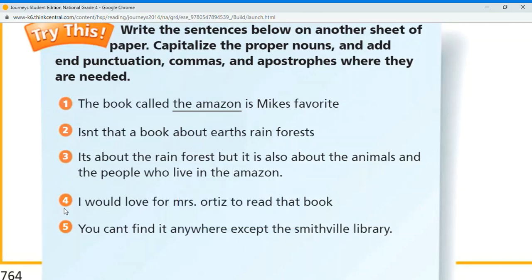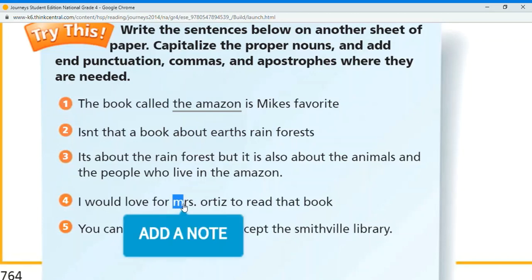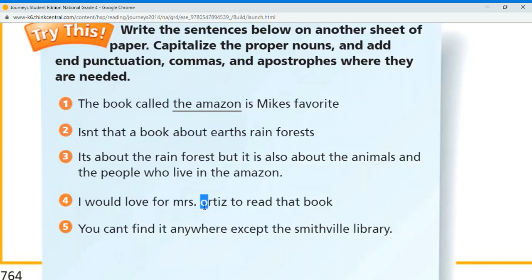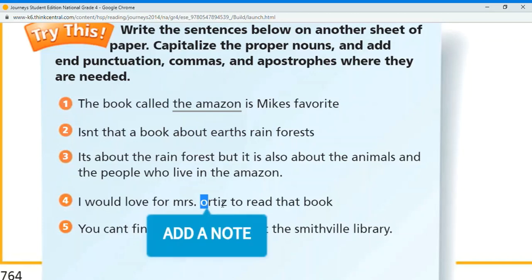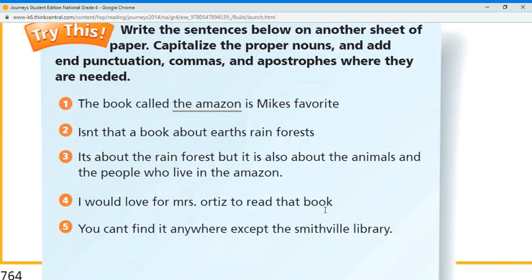Okay, the fourth one is I would love for Mrs. Ortiz to read that book. Okay, here, guys, because it's a title of a person, the M must be capitalized, and the name of this Mrs., the O must be capitalized as well. At the end of the sentence, it's a declarative sentence, it's a normal statement, so we add a dot here or period. The last question, guys, you can't find it anywhere except the Smithville Library.